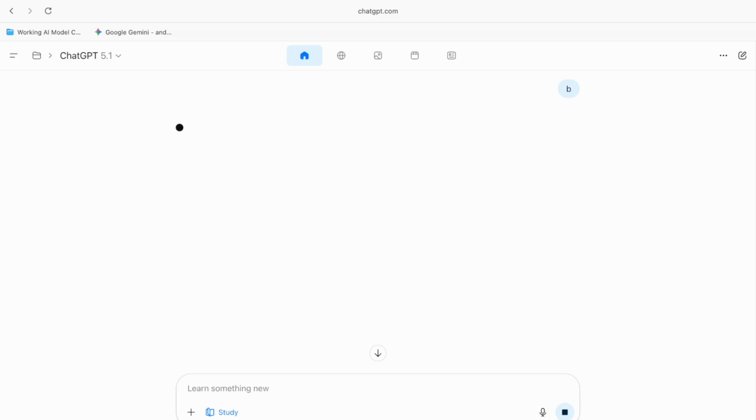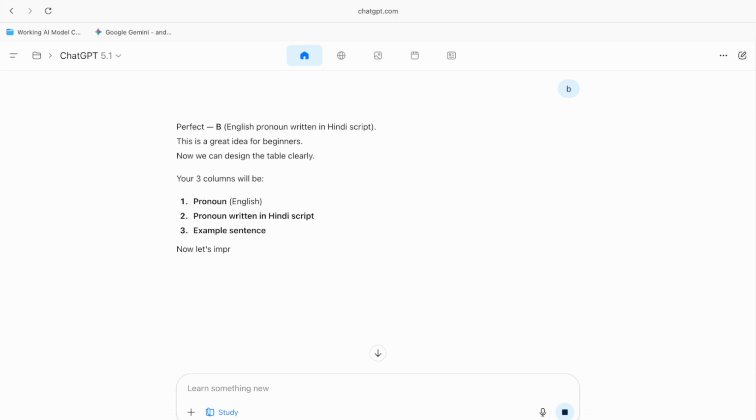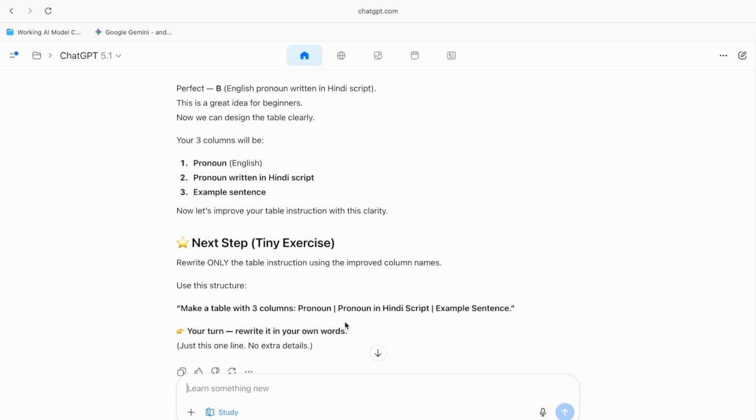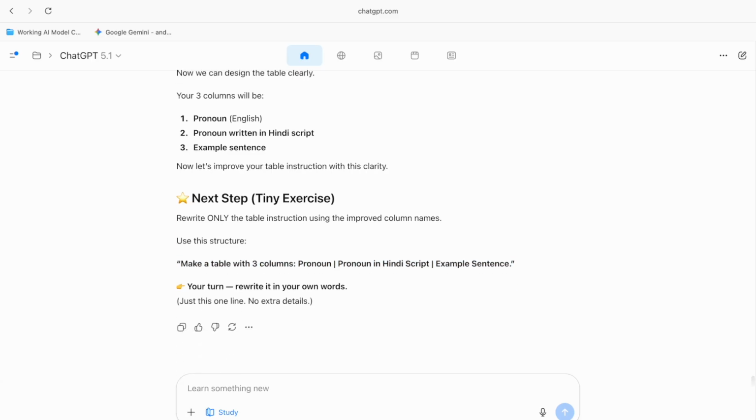I'm taking a lot of time and I'm not clear about what I'm focusing on. I'm more focused on the words. Okay, I will try again. Make it pronoun in the Hindi script example. So I need to write in this way. Okay, now let me try again.